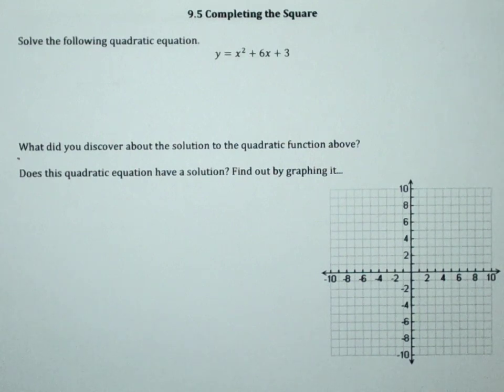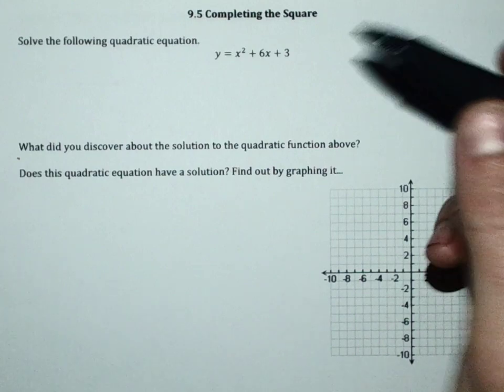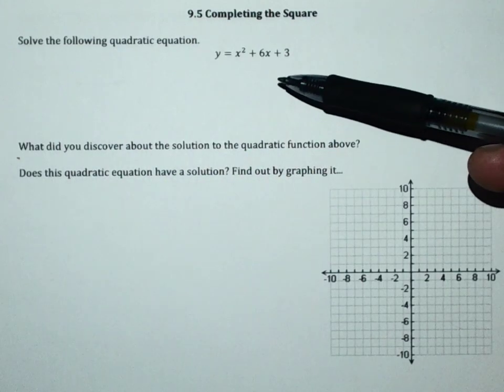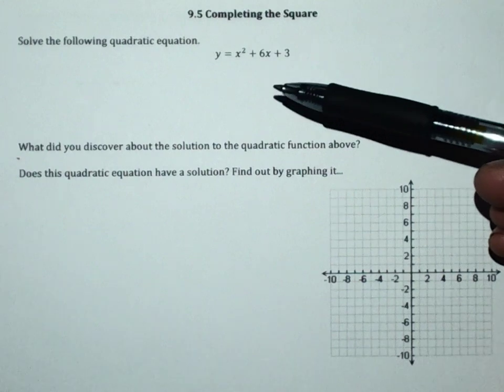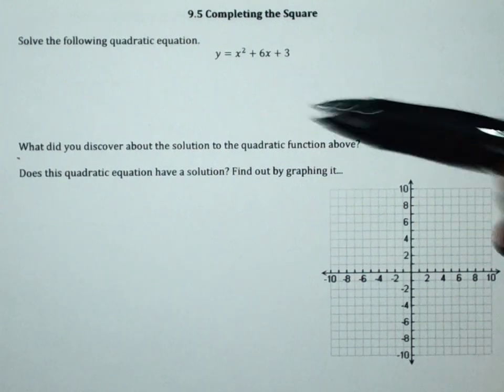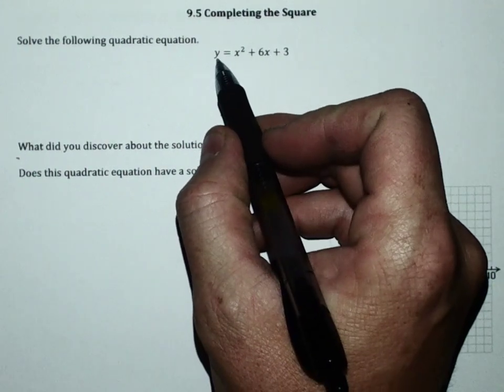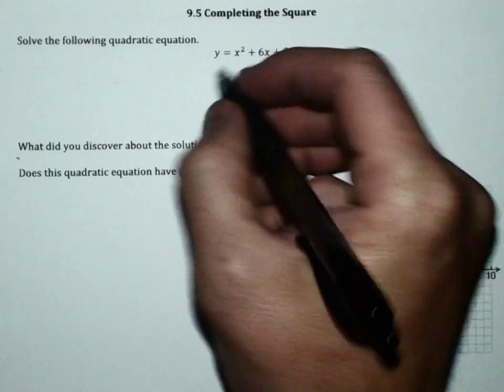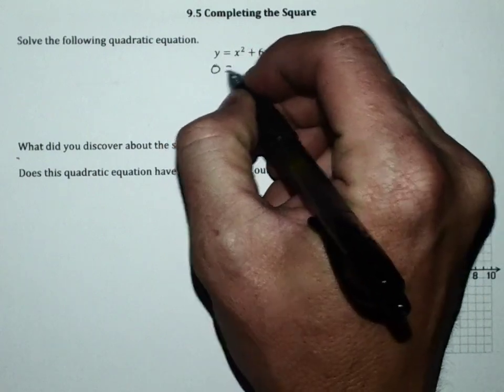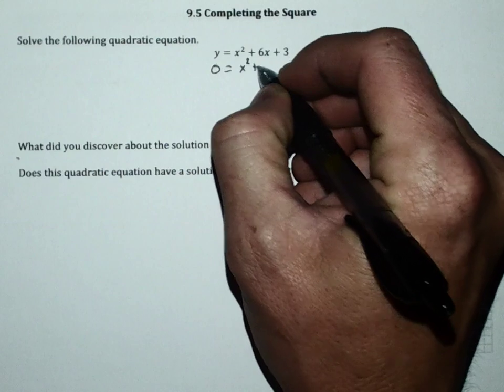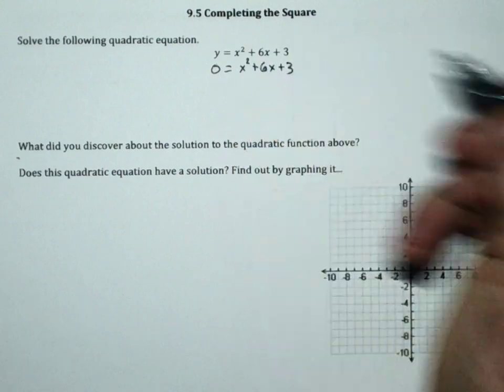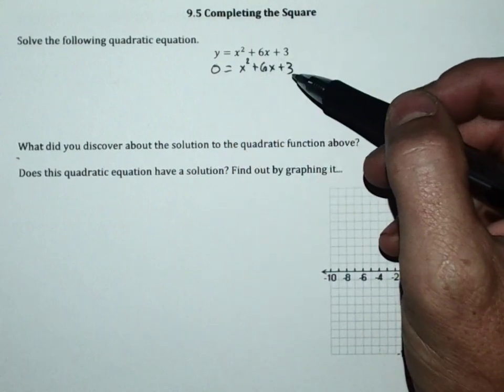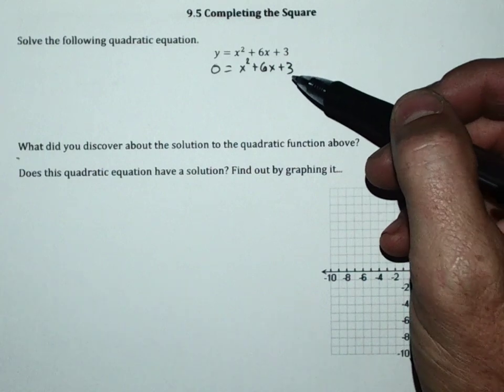Let's do another lesson on Algebra 1 called Completing the Square. 9.5, Completing the Square. So if you look at this problem we're going to start off with, it asks us to solve the following quadratic equation. If you recall, solving means to set y equal to 0. We are finding the values of x that make y equal 0. The only way we know how to solve thus far is by factoring.